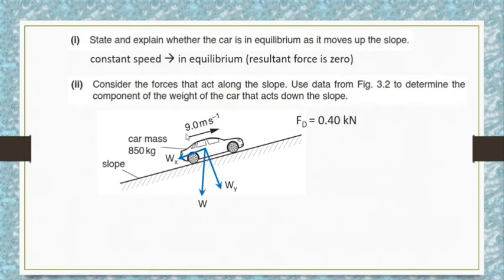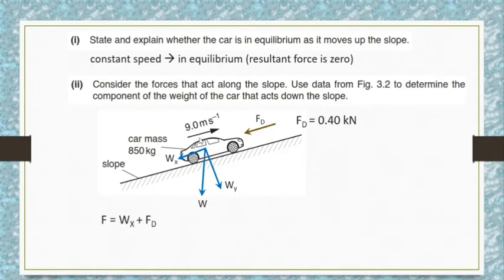We want to determine this Wx. Yeah, and we have this drag force, which is opposing the direction of motion. This is the drag force. So now I can make an equation. The resultant force is 0.